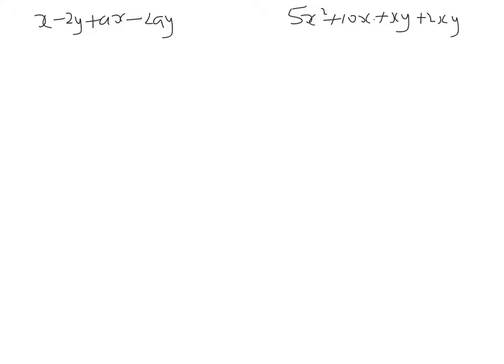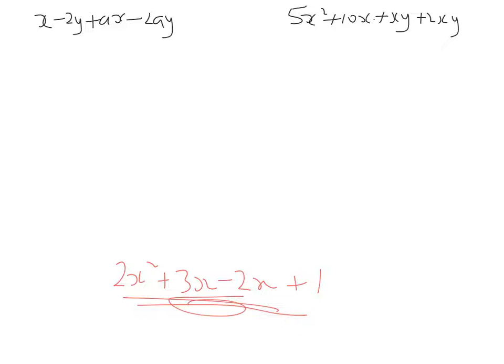Now, if we're factorising with 4 terms like we are here and here, it's very similar to when we had things like 2x squared plus 3x minus 2x plus 1, where we've got to group things or rearrange the middle two to be able to factorise effectively. So it's very, very similar to that.